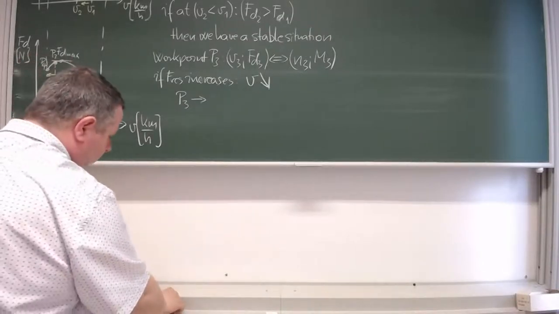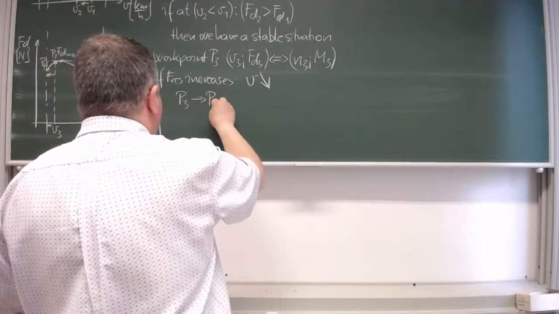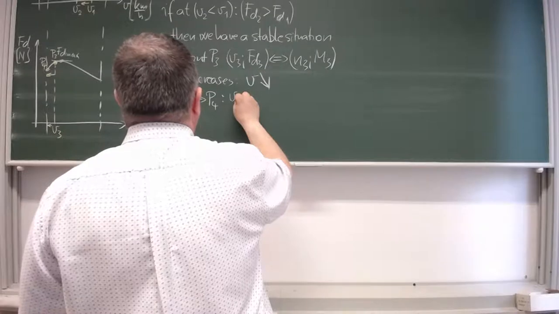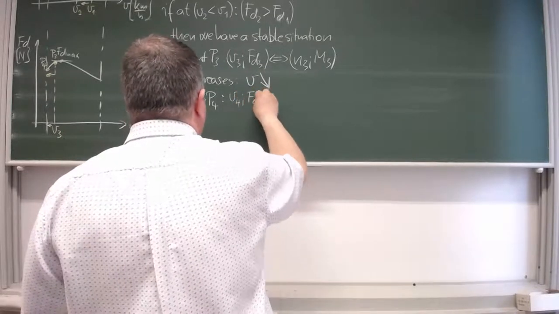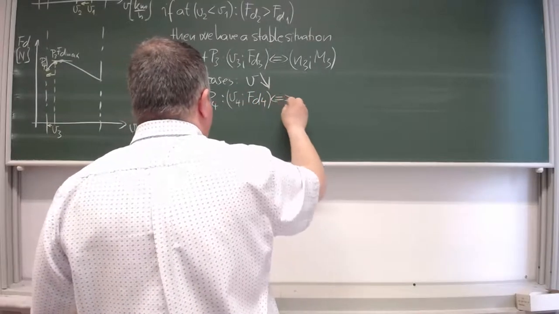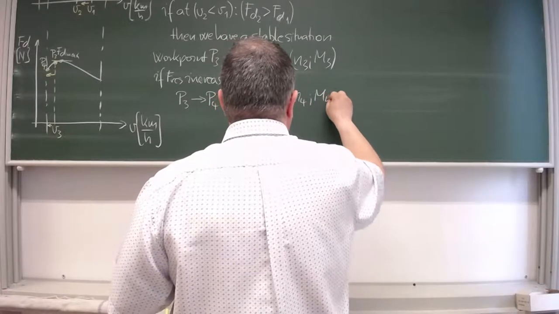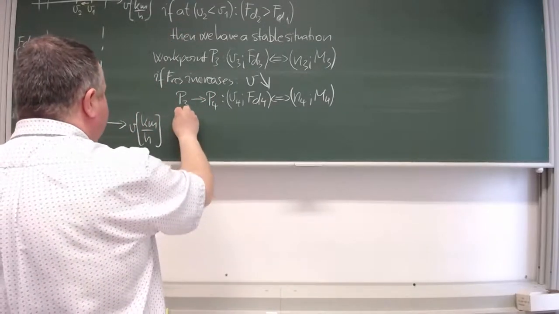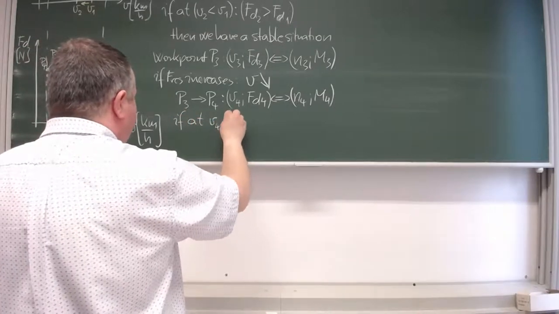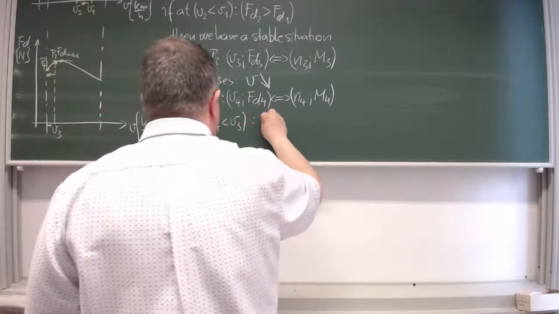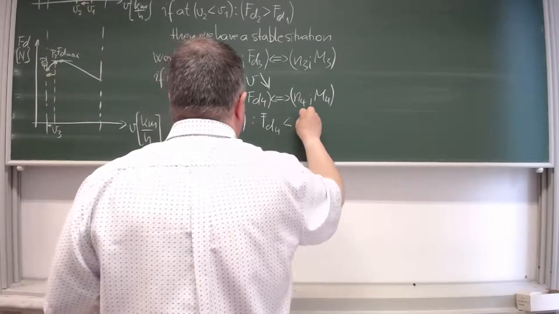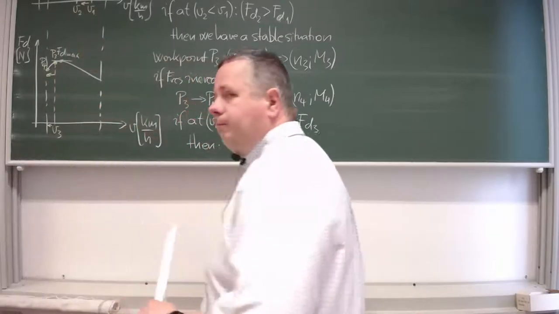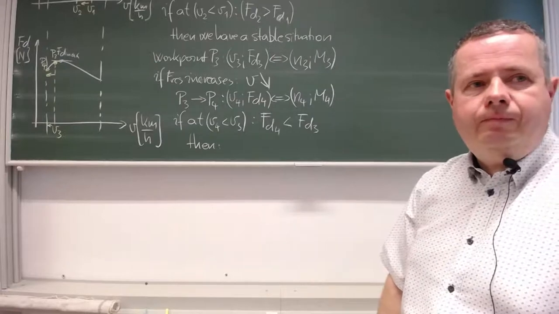And let's see how the engine behaves in such case. P3 to P4. So we get here V4 and force drag 4 that can be transformed easily to N4 and torque 4. And we can say that if at V4 inferior to V3, we get force drag 4 inferior to force drag 3, then what happens? Do we have a stable working point?